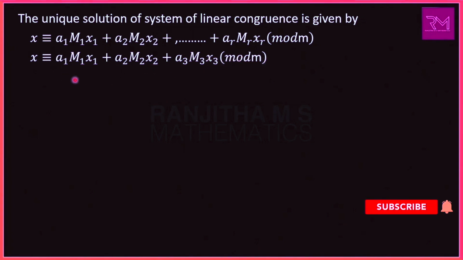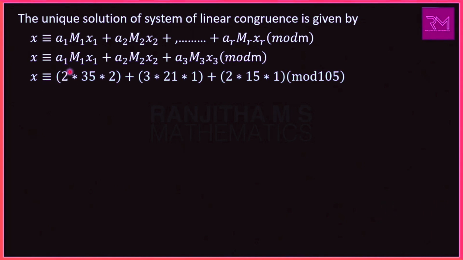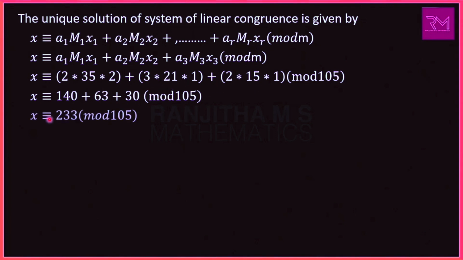We have to substitute all these values. We get x congruent to a1, which is 2, into M1, which is 35, into x1, which is 2, plus a2, which is 3, into M2, which is 21, into x2, which is 1, plus a3, which is 2, into M3, which is 15, into x3, which is 1, under mod 105. Here the m value is 105. Next step, after simplifying, x is congruent to 140 plus 63 plus 30 under mod 105. If we add these three values, we get x congruent to 233 mod 105.